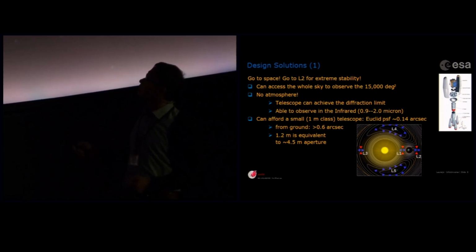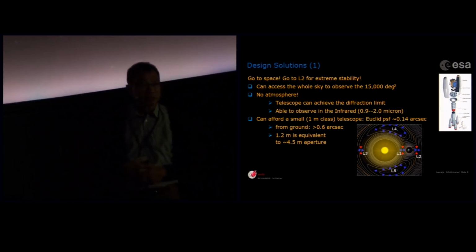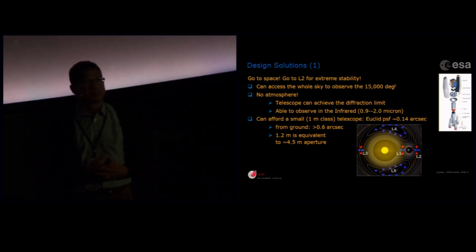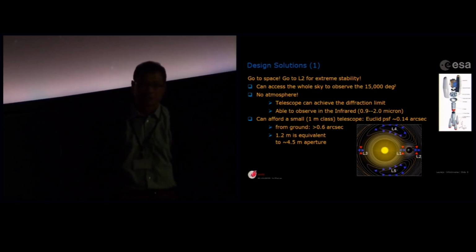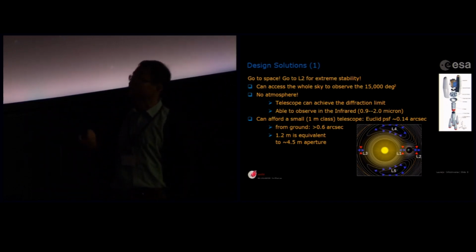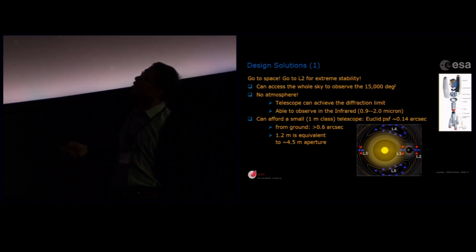Another advantage of being in space is that you can see the whole sky. If you have a telescope on the ground, you see only half a hemisphere at best, or you have to go to the south to see the other half. But in any case, with one telescope in space you can see the whole sky. We have no atmosphere in space, so in this wavelength region we can observe much better than from the ground. In fact, it's the best place to observe.